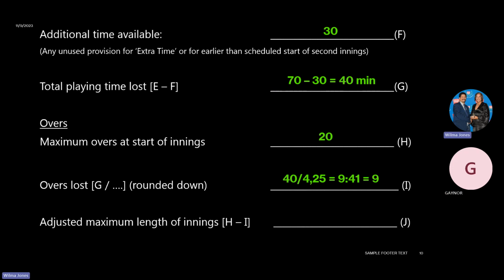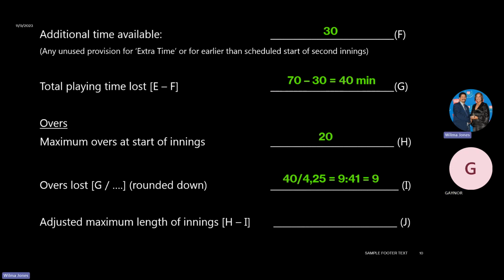That is correct. Now, some people might ask the question, why are we rounding down? When we are busy with calculations, we will always try to get more cricket in than less. So in terms of how many overs we have lost, instead of rounding it up to 10, we always round it down to 9. Happy with that?